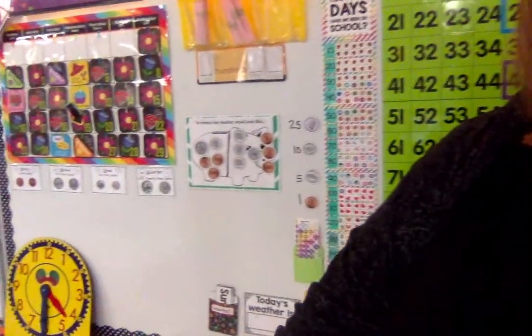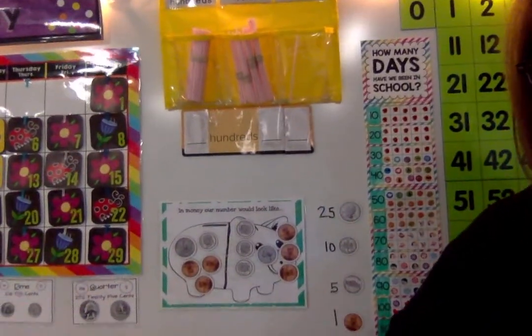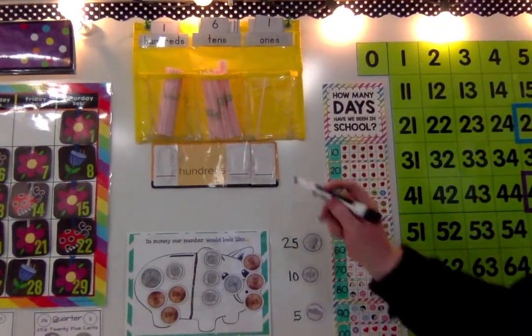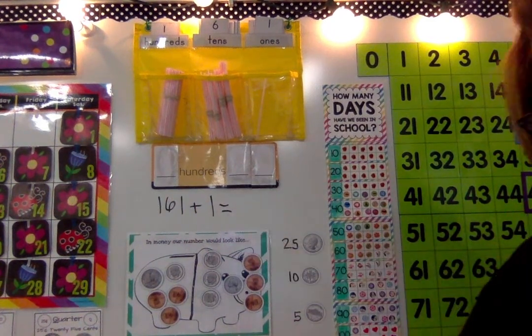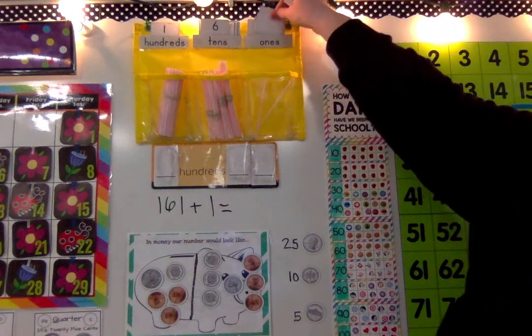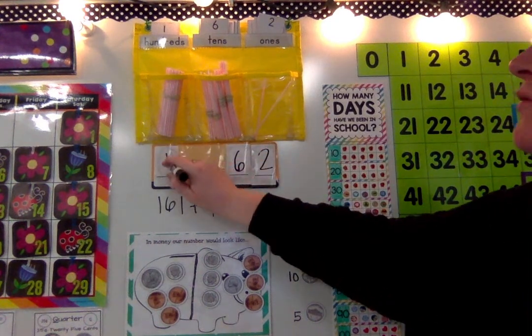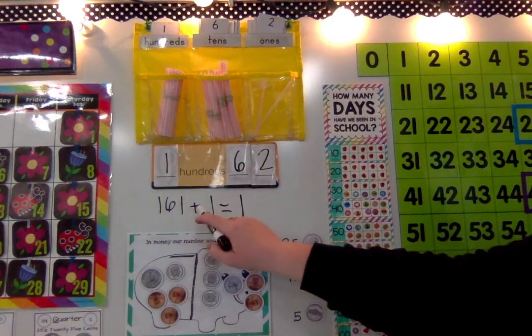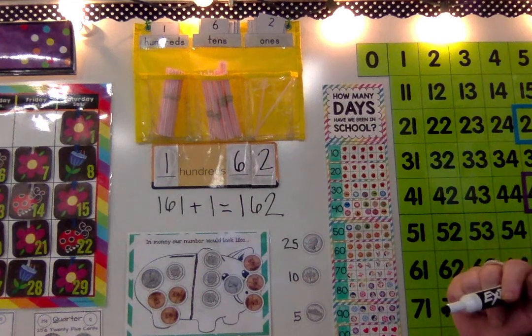All right. We know we only have 4 more days left. Yesterday, we had 161 days of first grade. We're going to add 1 more. So if we have 161 plus 1 more, what is 1 plus 1? Equals 2. So we have 2 ones now. We still have our 6 tens and 100. So 161 plus 1, we have 162.